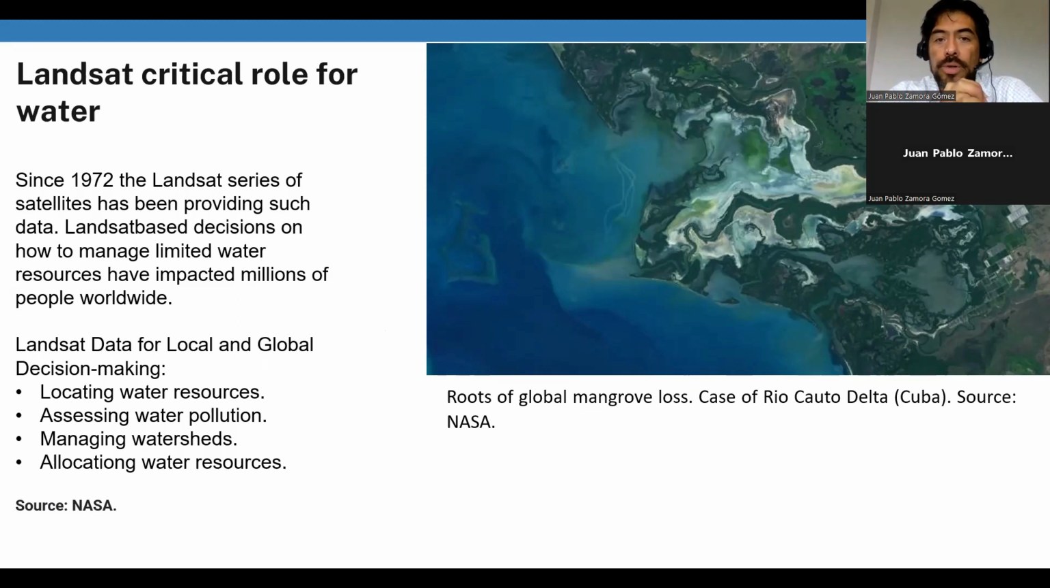the Rio Cauto Delta. This picture was taken in 2020. It's a Landsat 8 image, and this picture is a part of a global study of the drivers for global mangrove loss. And the Rio Cauto Delta is an internationally recognized wetland of importance. And this delta is home to numerous species of mangroves.